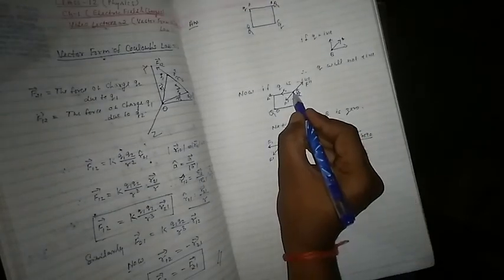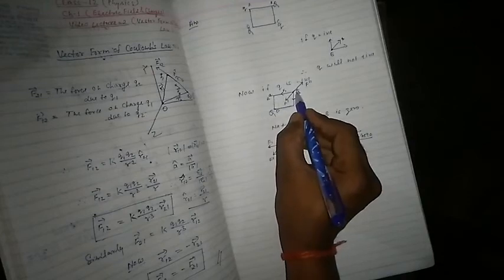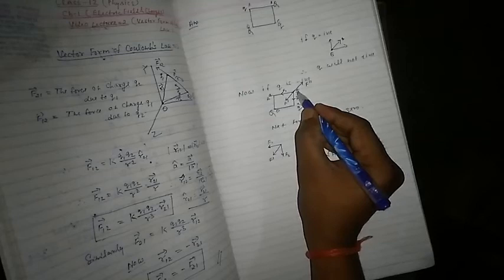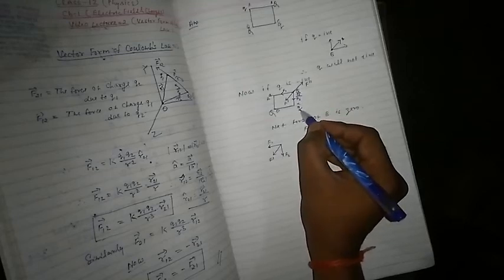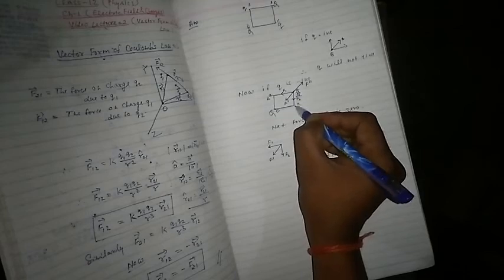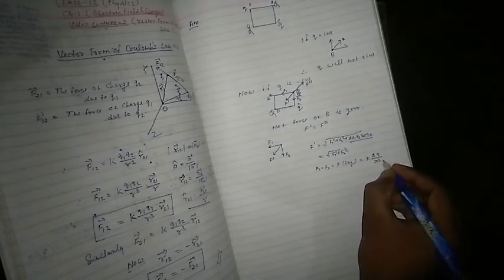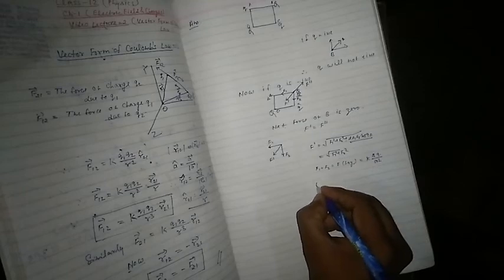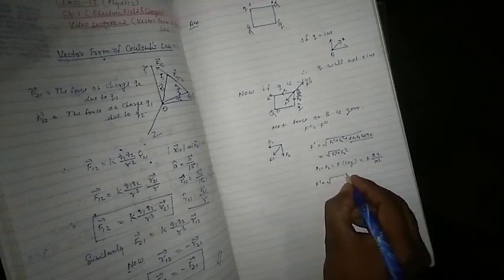And see here, F1 is the force between this Q and this q, and this distance is A. F2 is also the force between capital Q and small q, and this distance is again A. This is a square. This means we can say F1 and F2 are equal. Suppose F, and the magnitude of this F is k Q q by side square, meaning A square. This means we can write F dash is the square root of F square plus F square, which means F root 2.